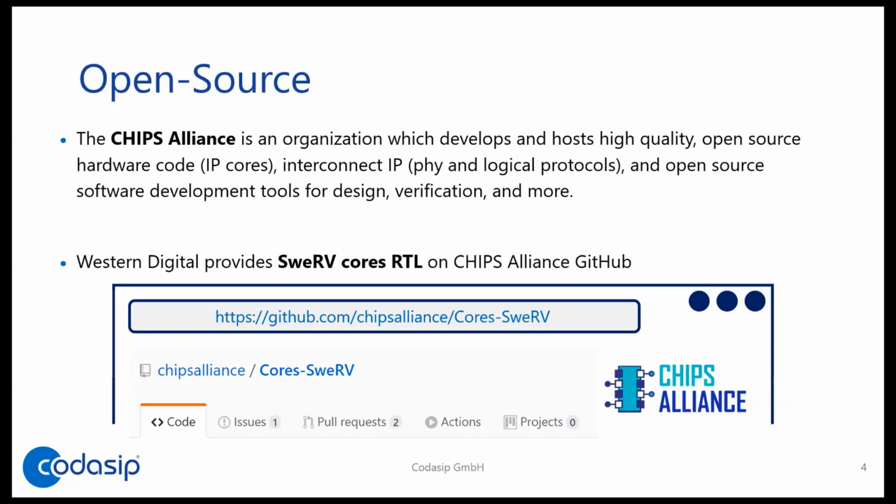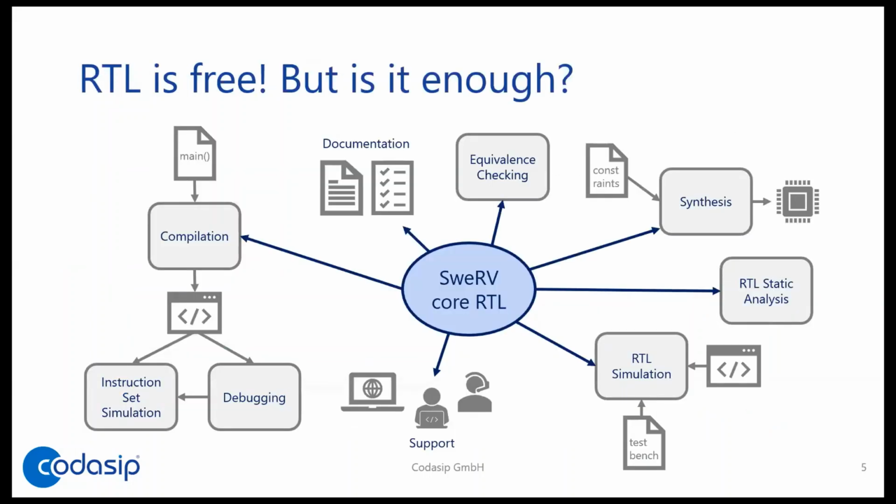What is really interesting about these cores is that Western Digital has decided to open source them. The RTL of the EH1 core is open sourced via the CHIPS Alliance, an organization which develops and hosts high quality open source IP. If you want to, you can go to their GitHub page right now and download the RTL of the EH1 core.